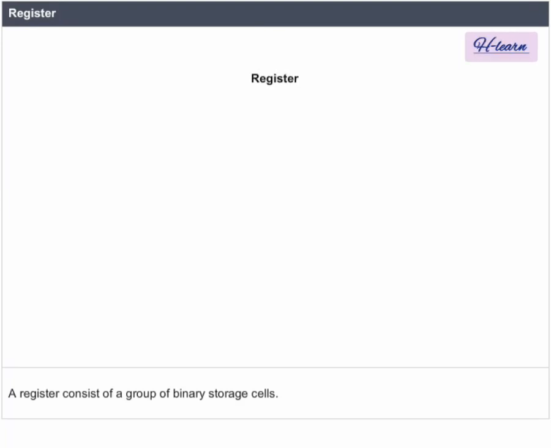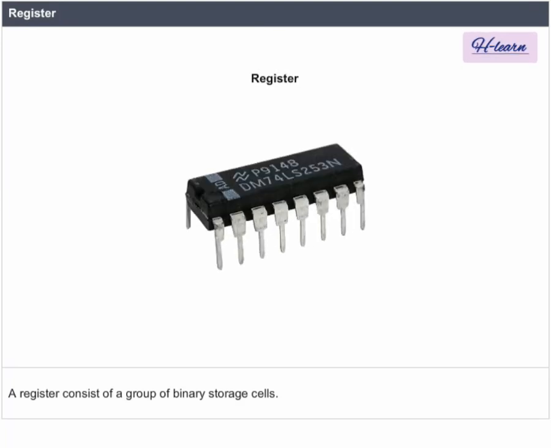Registers. A register consists of a group of binary storage cells. A register consists of one or more flip-flops depending on the number of bits to be stored in a word. A register is a binary function which holds the binary information in digital form.